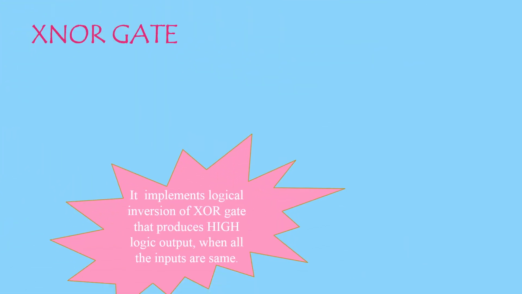XNOR gate. So what is the function of it? It implements a logical inversion of your XOR. It provides you the inversion operation of the XOR. That is, previously what you saw is when inputs are different, you will have high output. Whereas over here, you will have high output only when the inputs are same.